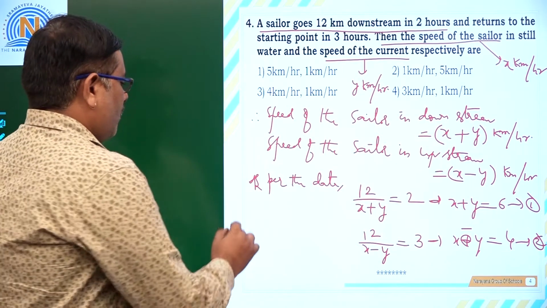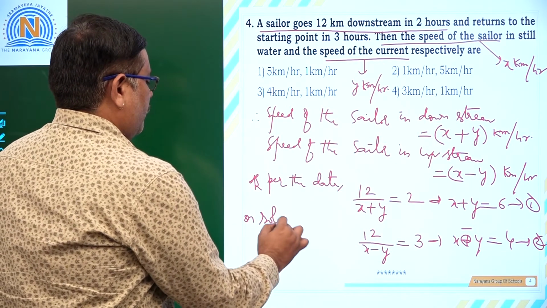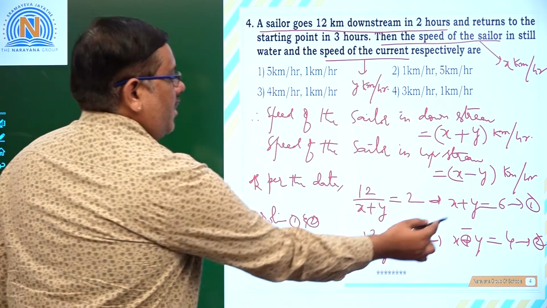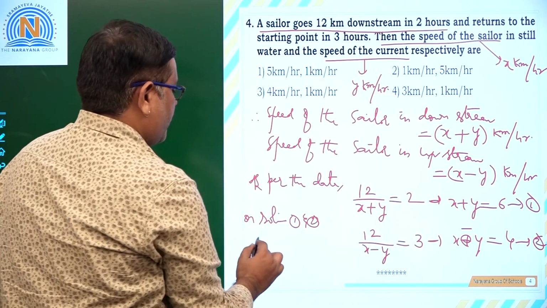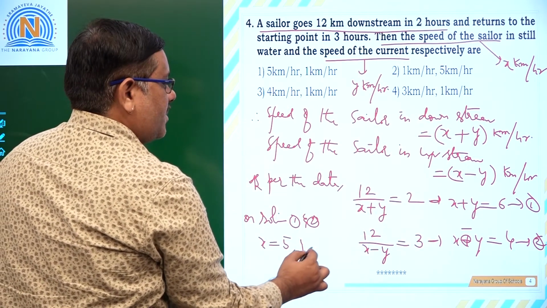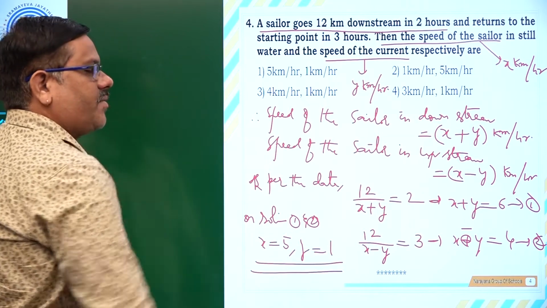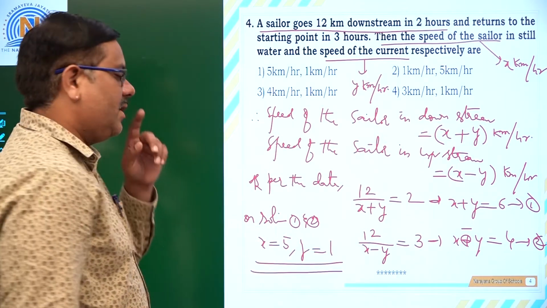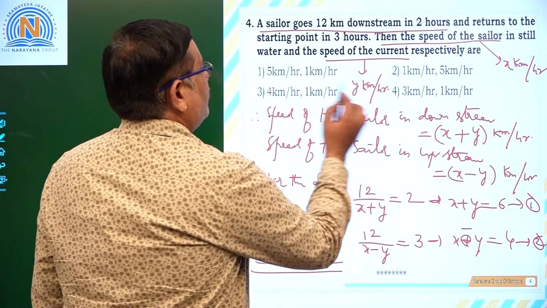Now solve 1 and 2. On solving 1 and 2, add up these two, 2x is 10. So x is equal to 5. If x is 5, y will be 1. X value is 5 and y value is 1. What is x here? Speed of the sailor in still water.